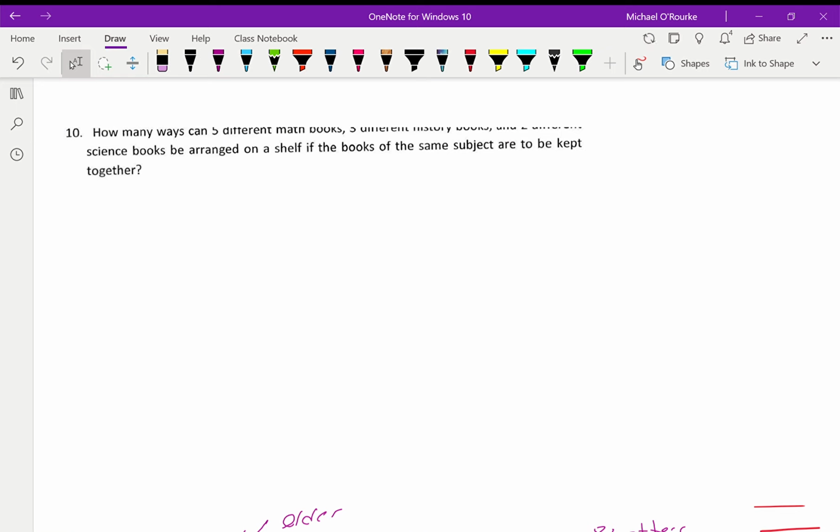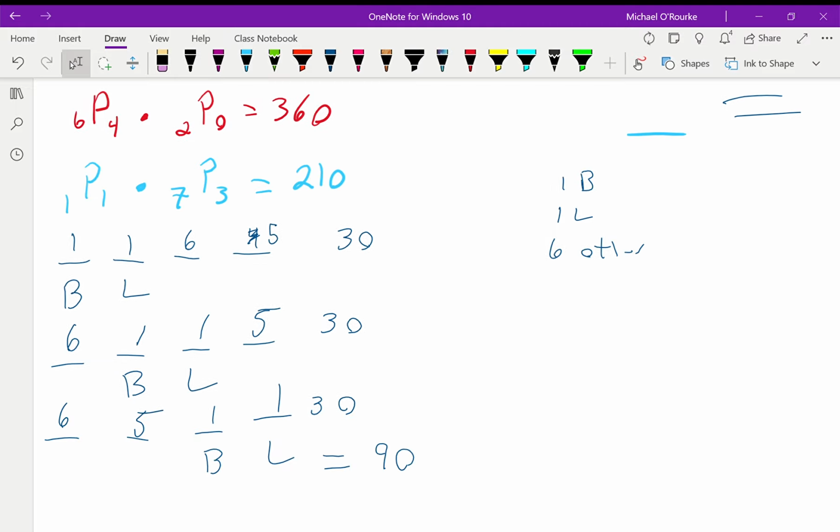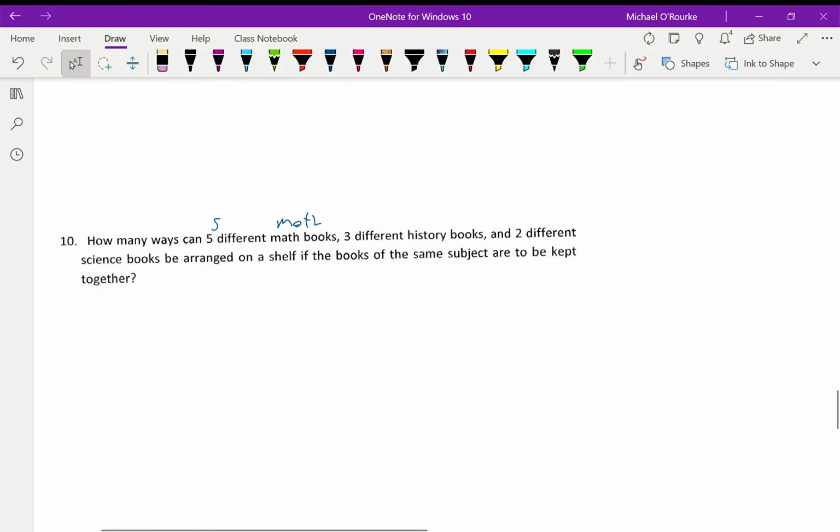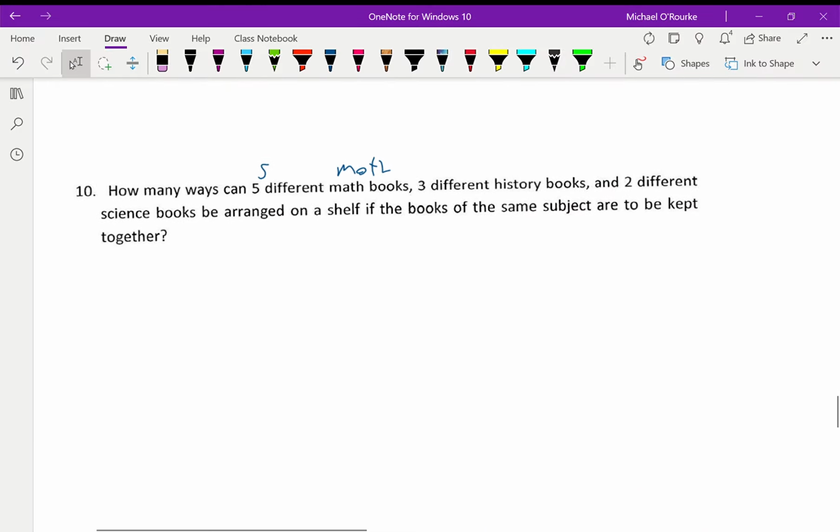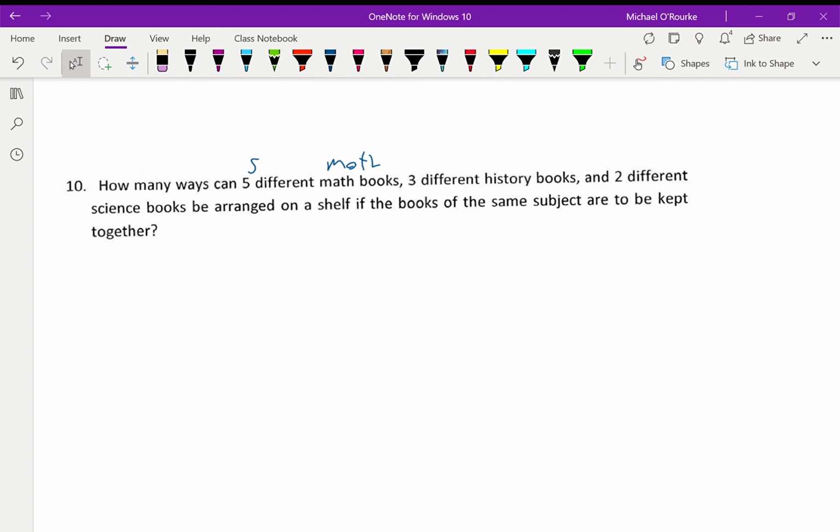How many ways can math books, oh my gosh, I cut that too short. Five math, three history, and two different science books be arranged on the shelf, if books of the same subject are kept together?